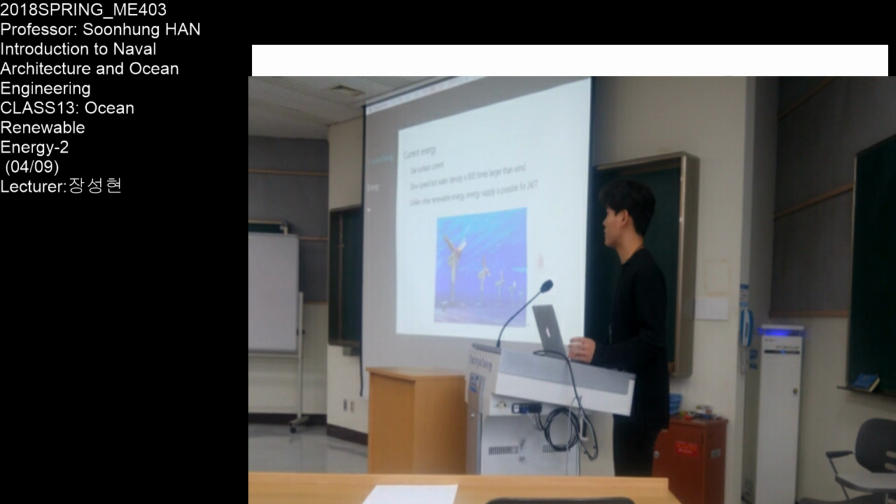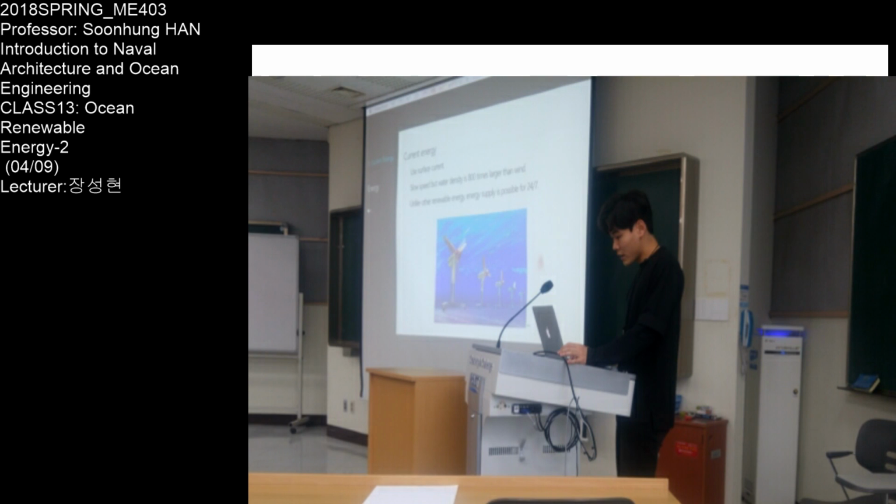And we use these currents to make current energy. Current energy usually uses surface currents. The water current is slower than wind, but the water density is much higher than wind, so we can expect enough energy. Unlike other renewable energy supplies, it is possible every day.